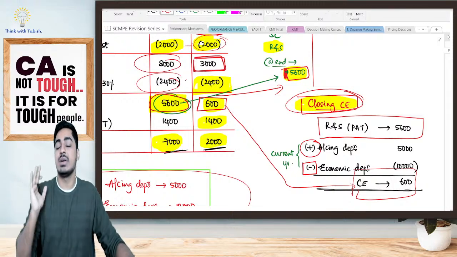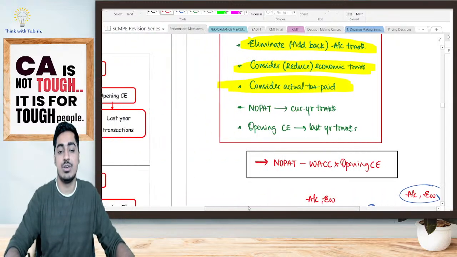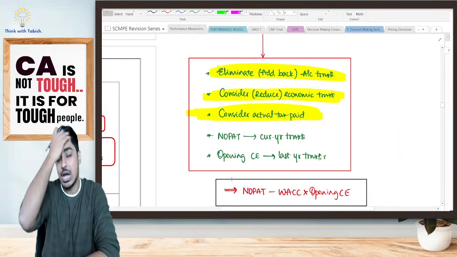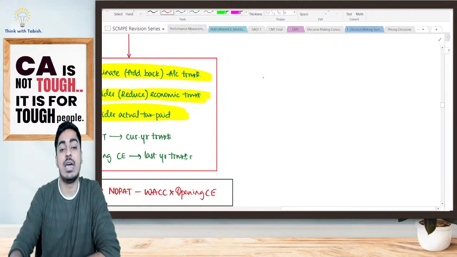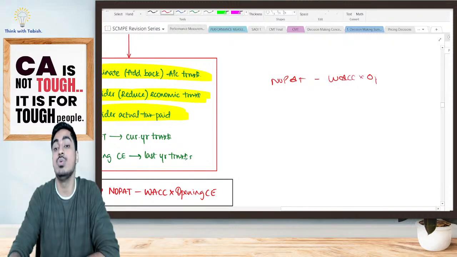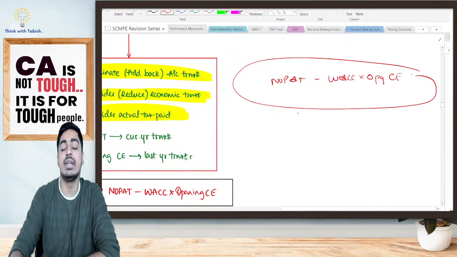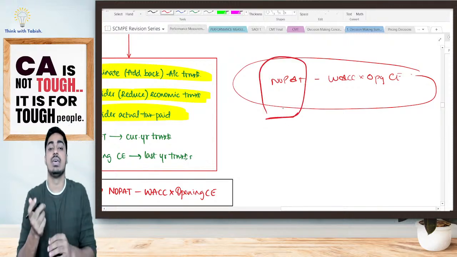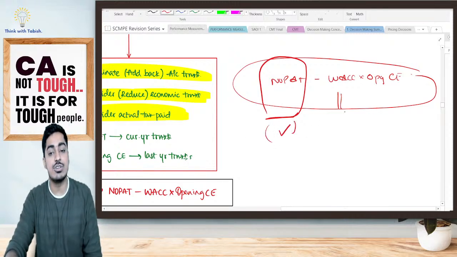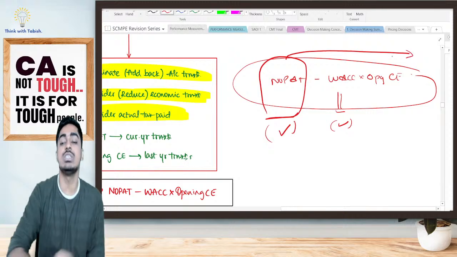One final nail in the hammer. Everyone, students, one final point. This question, this concept will be in your hand. Now look at this. What do I want, students? How do I calculate my economic value added, EVA? It is my NOPAT minus weighted average cost of capital into opening capital employed. Now look at this. My current year accounting and economic adjustments I have done, and I have calculated the revised, correct NOPAT. Weighted average cost of capital, I will get. However, current year transactions are impacting my closing capital employed.